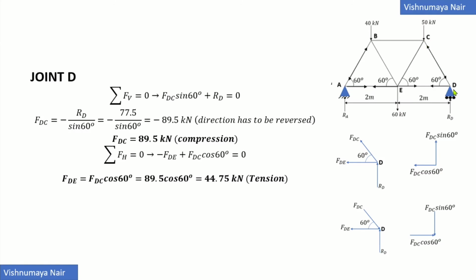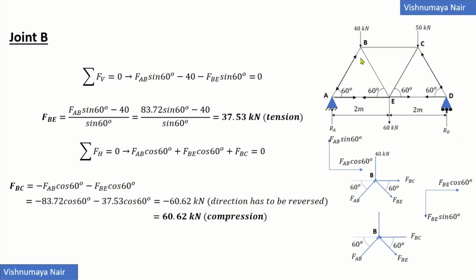The force induced in the member DC is represented by arrows going away from each other. So, the member CD is under compression. Therefore, the force FDC is compressive and force FDE is tensile. Let's now analyze the joint B.